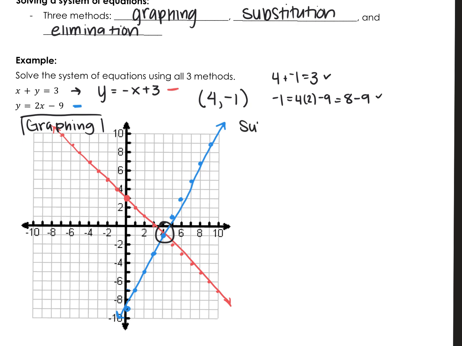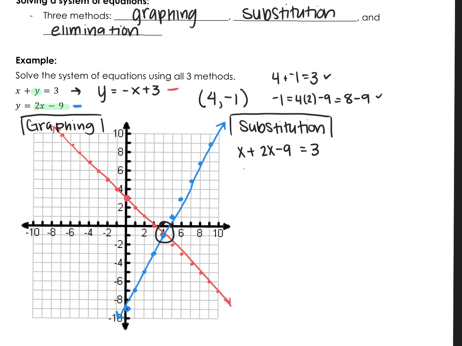Now for substitution. So the idea behind substitution is that you substitute one equation in for a variable. So the key idea with substitution is that you're looking for one variable to already be isolated. So either x equals or y equals. And in this case, I have that y equals 2x minus 9. So what I can do is plug that in for y in my first equation. And it becomes x plus 2x minus 9 equals 3.